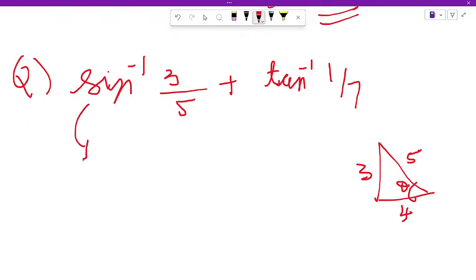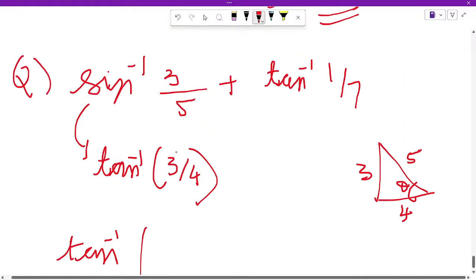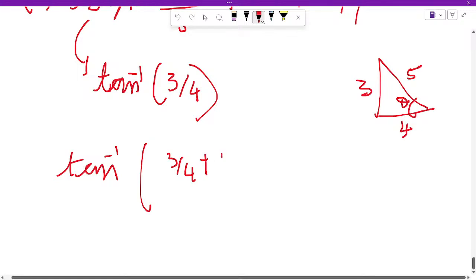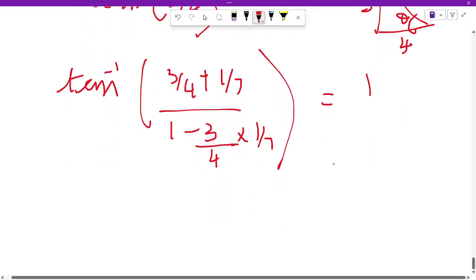So in terms of tan, how can we write? Tan inverse 3 by 4. So we can just add tan inverse 3 by 4 plus tan inverse 1 by 7. What is tan inverse x plus tan inverse y? Tan inverse x plus y by 1 minus xy, that is tan inverse of 3 by 4 plus 1 by 7 over 1 minus 3 by 4 into 1 by 7. So we'll get the answer like around 1. So what is tan inverse 1? Pi by 4. So the answer will be pi by 4.